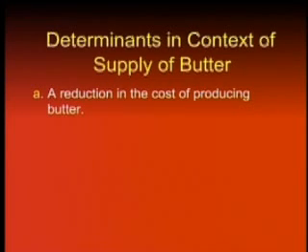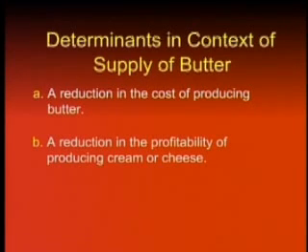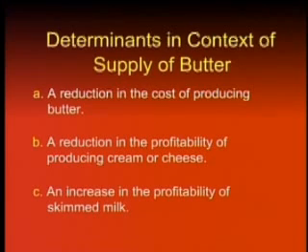Then the supply of butter could rise because of B, a reduction in the profitability of producing cream or cheese, which are substitute products. So if these products became less profitable due, say, to a reduction in their price, due in turn to a reduction in consumer demand, more butter is likely to be produced instead. C, an increase in the profitability of skimmed milk. If consumers buy more skimmed milk, then an increased supply of skimmed milk is likely to lead to an increase in the supply of butter and other cream products, since they are jointly produced with skimmed milk.